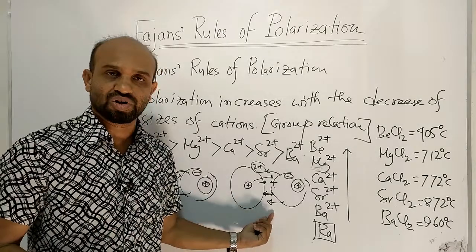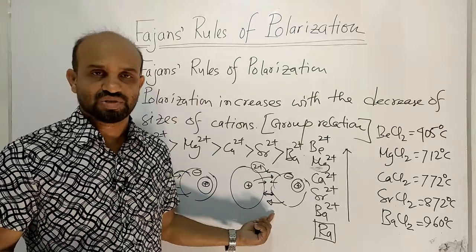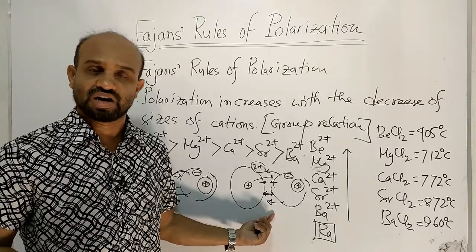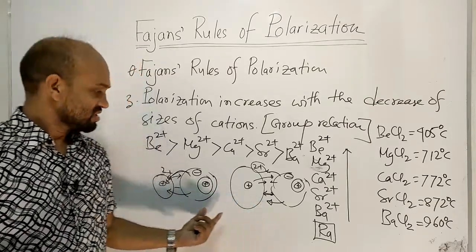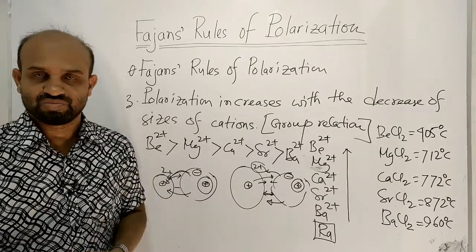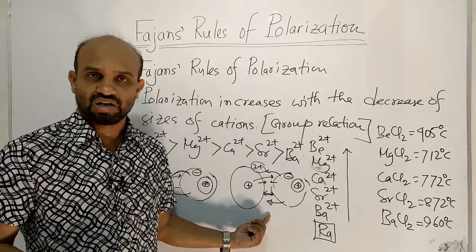Here less polarization, compound attains less covalent character. That means here compound remains as ionic character. So this is covalent in nature, less melting point. This is ionic in nature, high melting point.